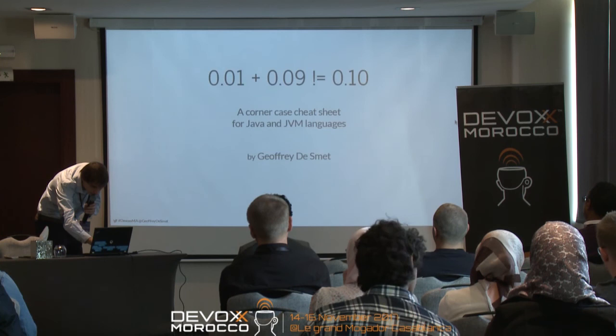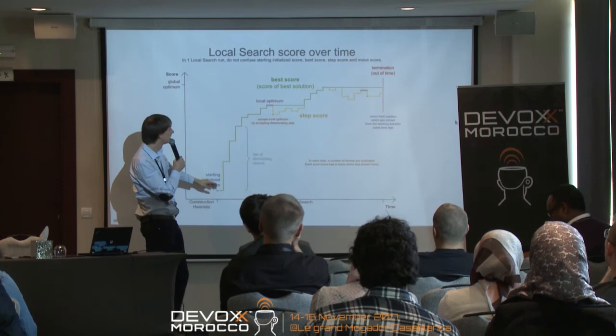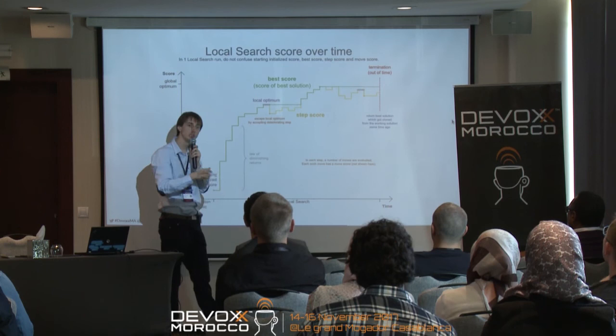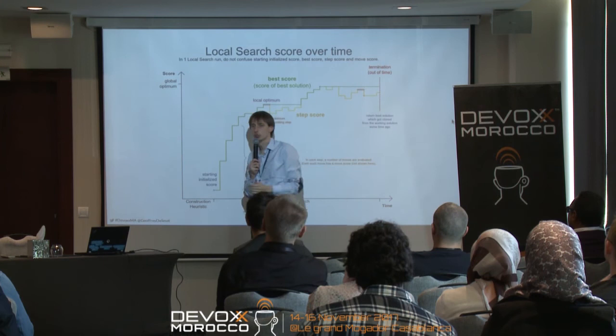Score over time at the bottom, law of diminishing returns. And you can see that OptaPlanner remembers the best solution, because it sometimes does moves that degrade the solution internally, but you don't really see that as a user of OptaPlanner. You just get the best solution, and it remembers that, and that's the one it returns. But that's interesting to know.